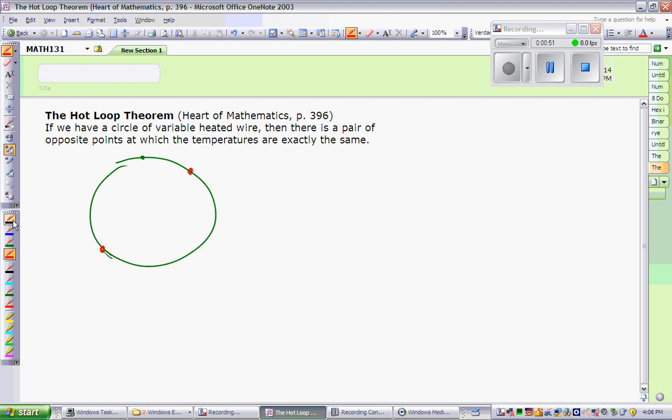So the way we're going to approach this is we're going to think of our heated loop as a clock. So we'll make our clock here, and we're basically going to assign temperatures to every point on the perimeter of the clock. One of the key things of this theorem is that the temperatures have to change continuously. So it's not going to go from 100 degrees at one point to 50 degrees at the next adjacent point, right? It makes sense. If you heat a wire, the heat is going to change continuously.